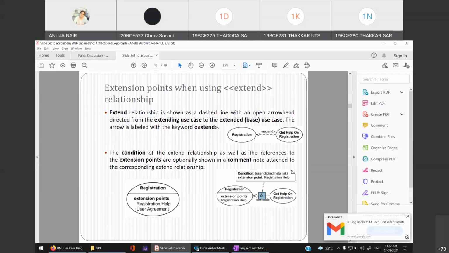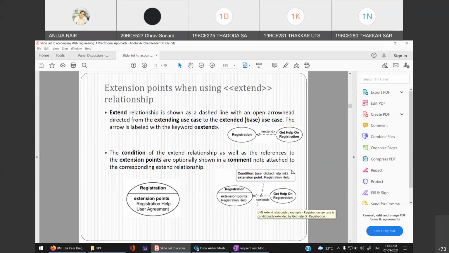So that same thing you will write over here, and then you will put a condition that because it is an optional relationship, an optional use case, when will I use it? Only when the user clicks on the help link.